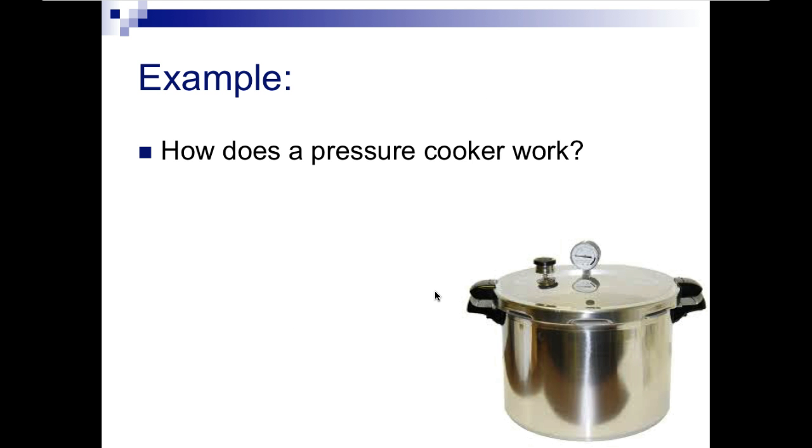So how does a pressure cooker work? Is our example. So a pressure cooker works because you increase the pressure by using that pressure cooker. And then when you increase the temperature, the pressure is going to increase, and it's also going to cook your food faster.